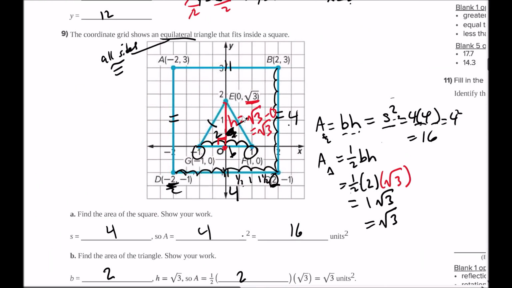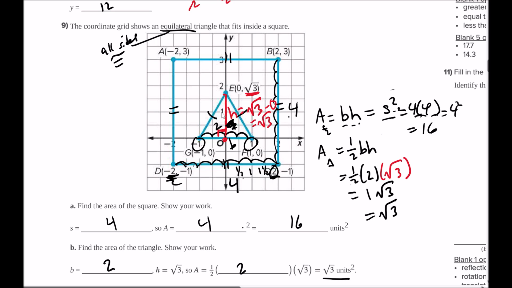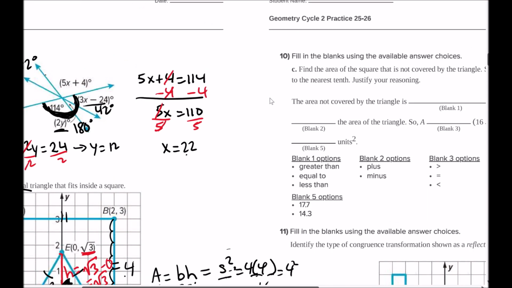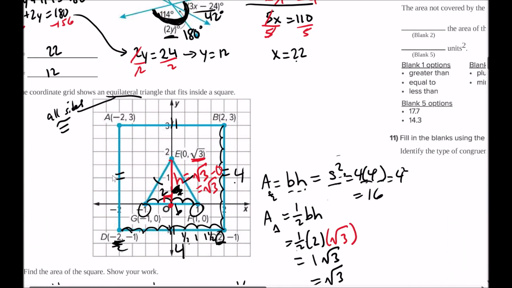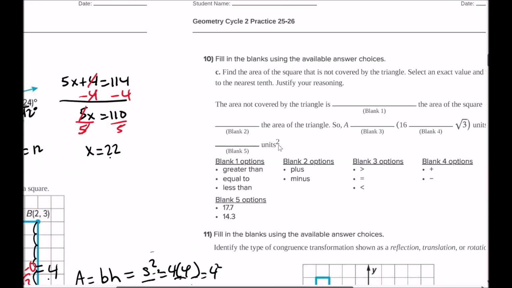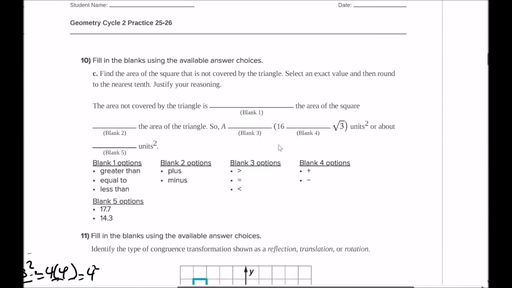Okay. So to find the area of the square that is not covered by the triangle, that means it's all of this, everything except the middle part of the square where the triangle is. So you just have to take the area of the square minus the area of the triangle, and that's going to give you the rest of the square, okay? So we're going to need to subtract the two areas, okay?